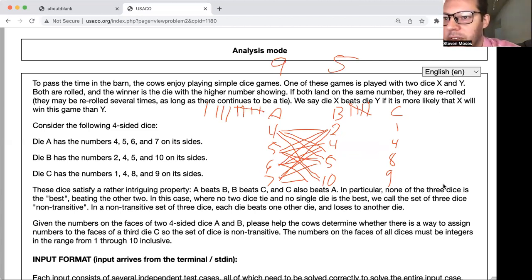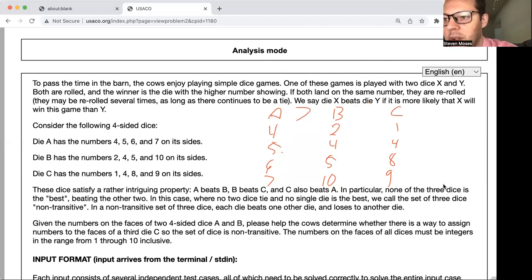Let's look at B versus C. So in this case, A is the winner versus B. So we'll clean this up. Looking at B versus C, I have 2 to 1, that's B. 2 to 4, that's C. 2 to 8, that's C. 2 to 9, that's C. 4 to 1 is B. 4 to 4 is a tie. 4 to 8 is C again. 4 to 9 is going to be C again.